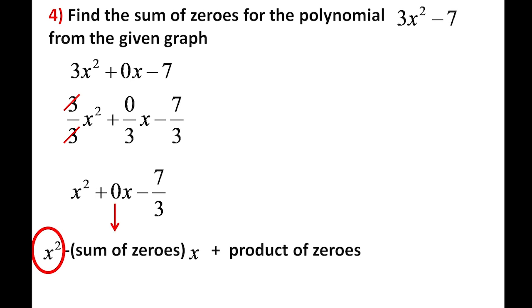Now sum of zeros is 0. So the product of zeros is minus 7/3. With the sign we must do it. And sum of the zeros is 0. Our question is sum of the zeros, so it will be 0. Did you get the answer?